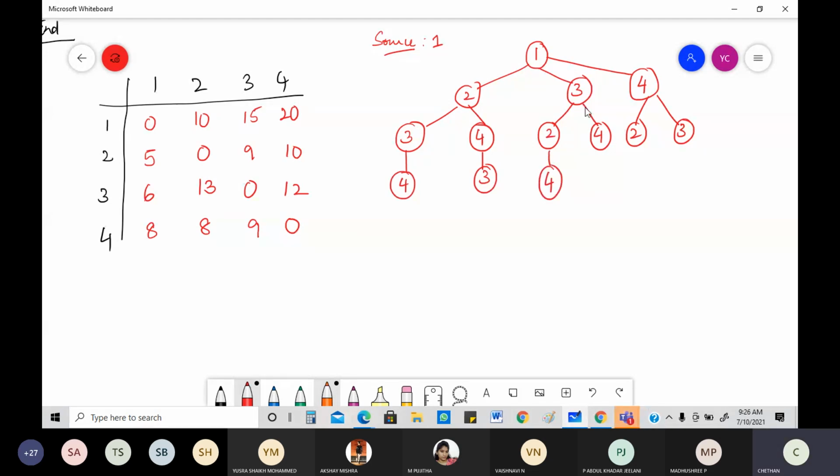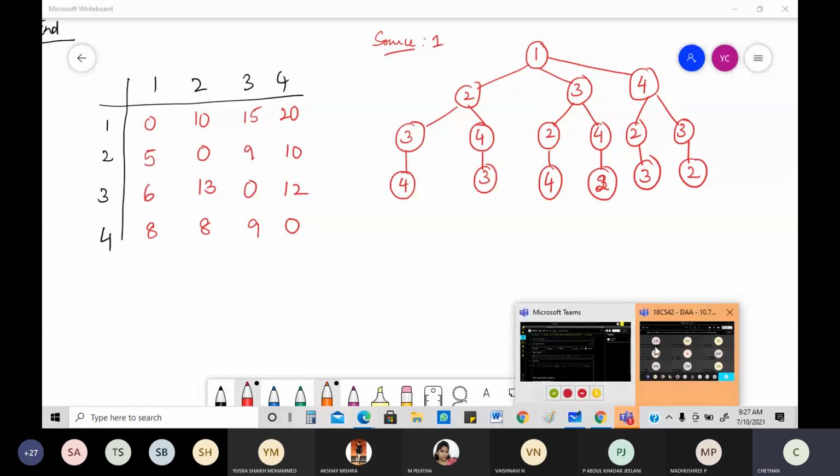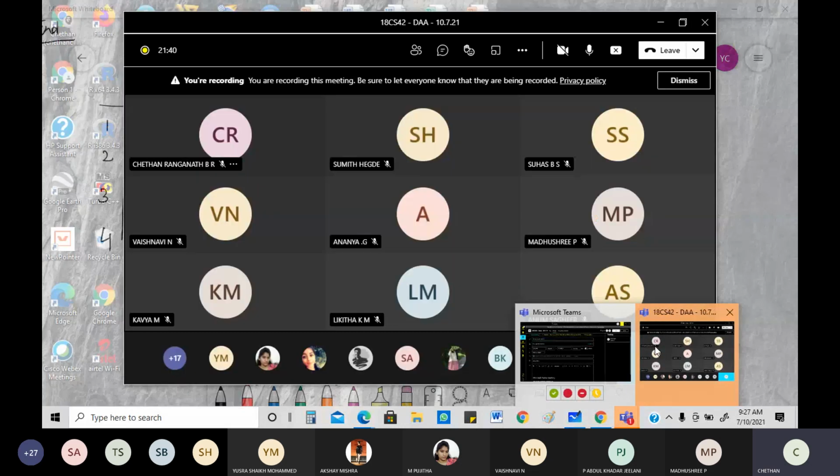1, 3, 4. You have to go to 2 only. Then 1, 4, 2. You have to go only up to 3. 1, 4, 3. You can go only up to 2. Okay, very important for you to figure out all these things.